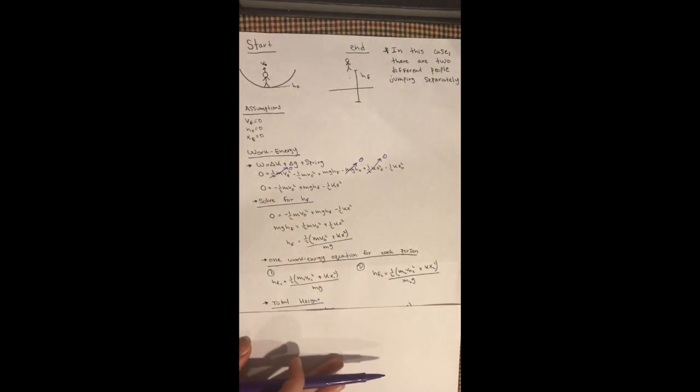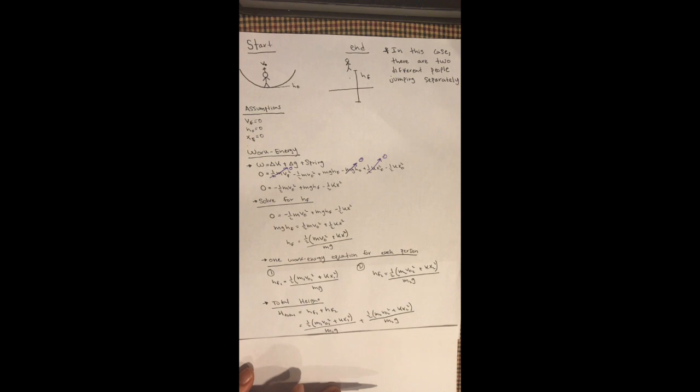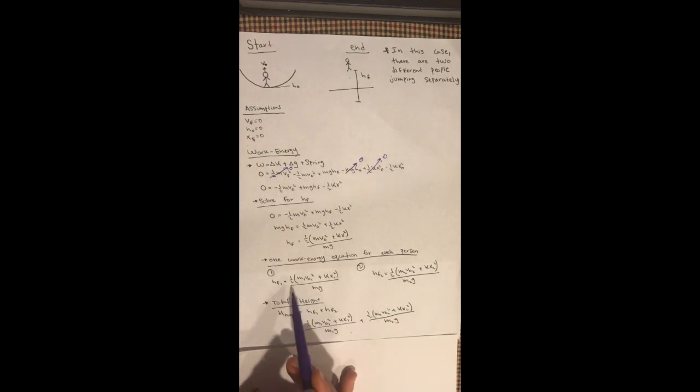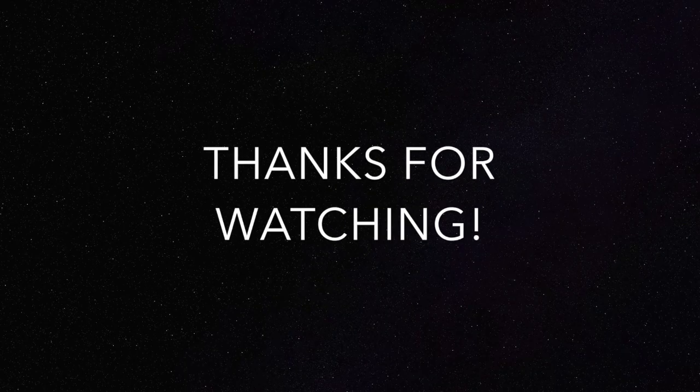And to get the total height, we must add these two equations together. So H1 final plus H2 final is equal to this. And this is the height that a person completing a double jump would go because all of the energy is transferred to them.